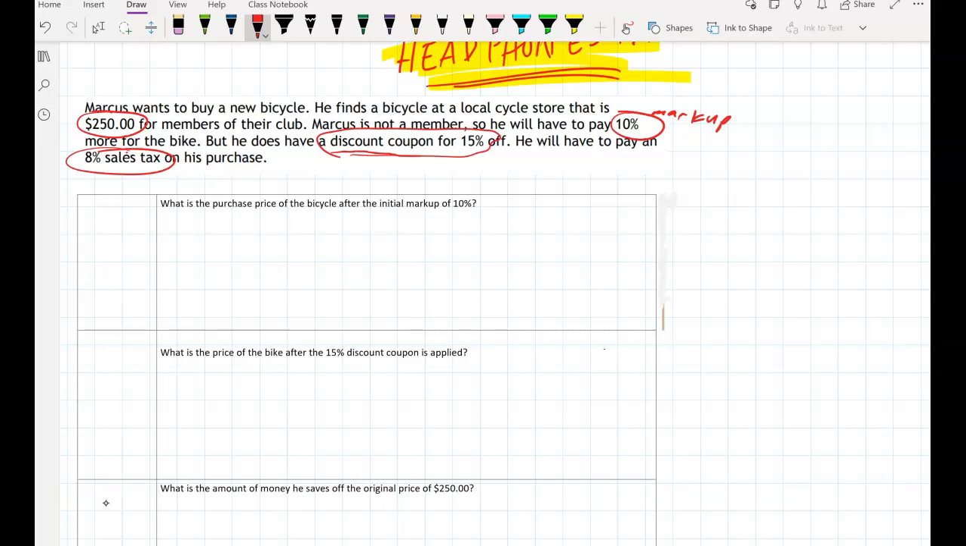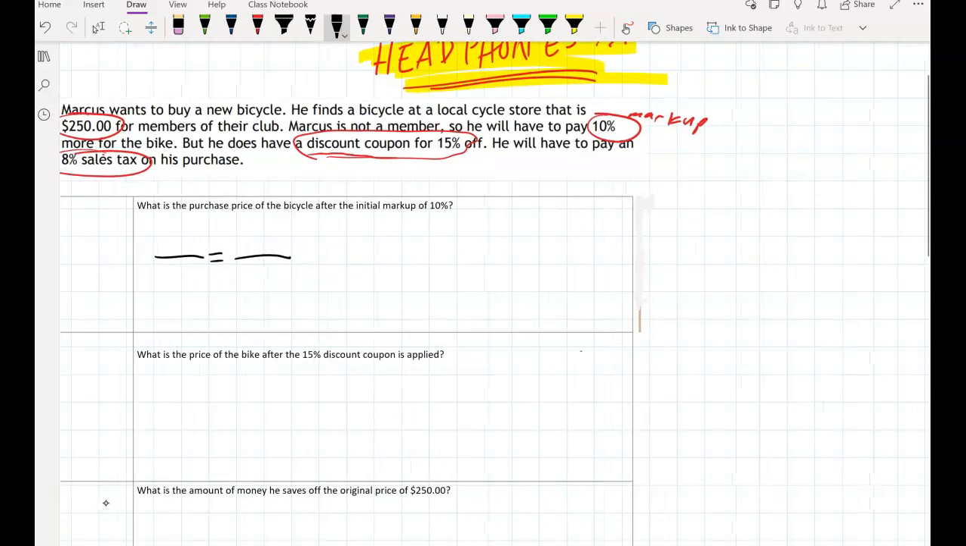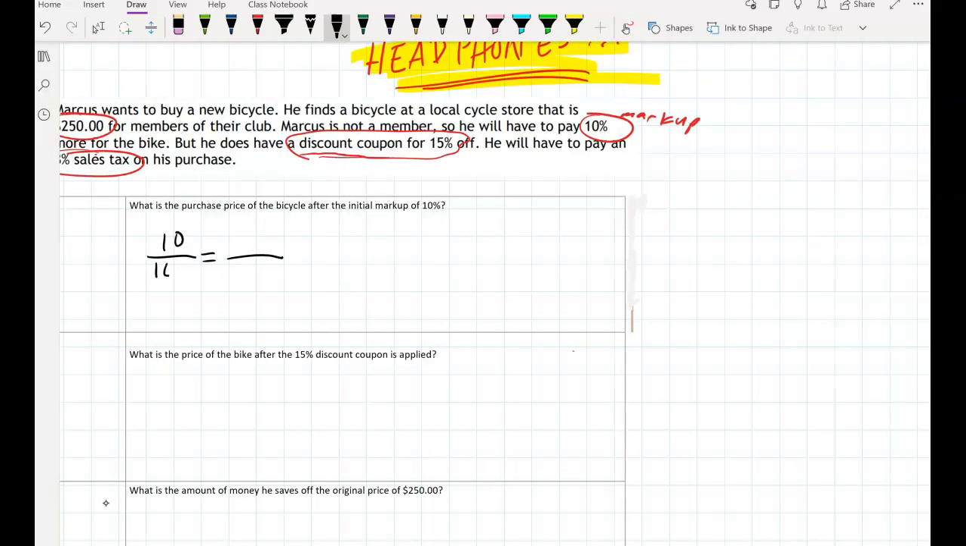So, our first question. What is the purchase price of the bicycle after the initial markup of 10%? Well, first thing we've got to do, folks, is find out what is 10% of the original price. So we're going to set up our proportion. Proportions are our pals. We know the percent. If you know the percent, it goes on the left. That's 10%. That's 10 out of 100.